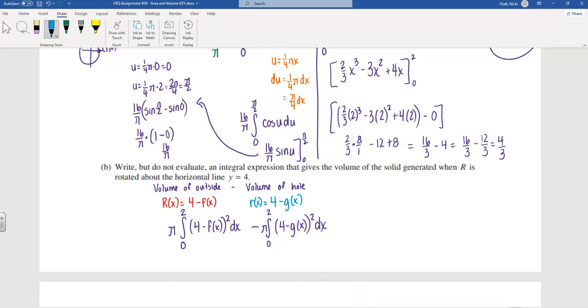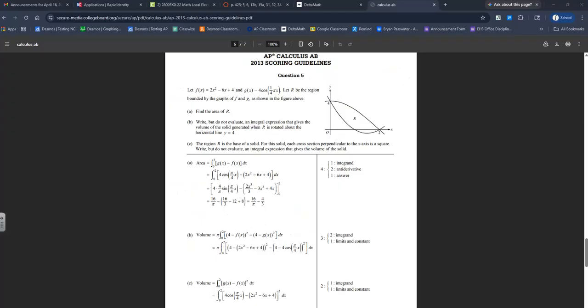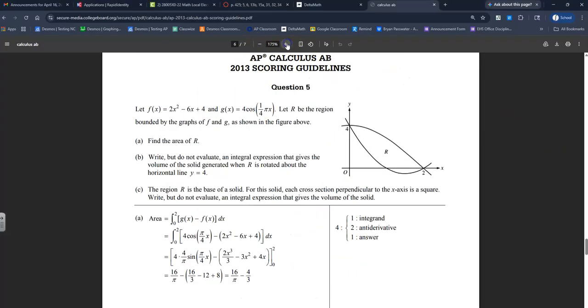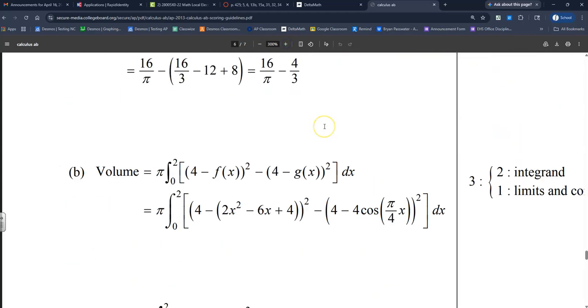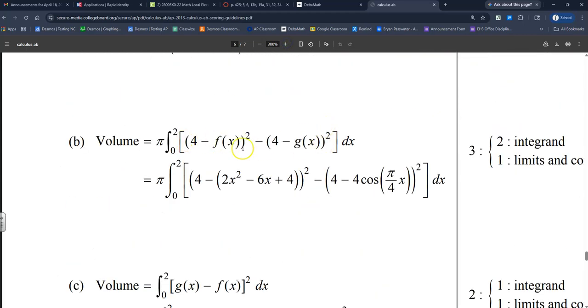There. Now, if you look at the key for this, zoom in because you can't see that. If you look at the key for this one, they put them together, right? Their two integrals are put together. And then they plug this back in. But that's not going to be required, right? You could do them separately and put a minus sign in between.